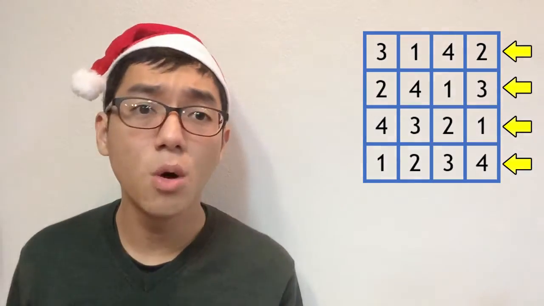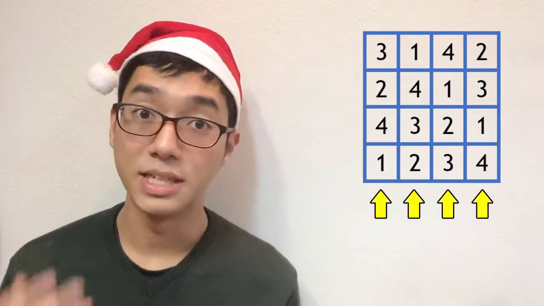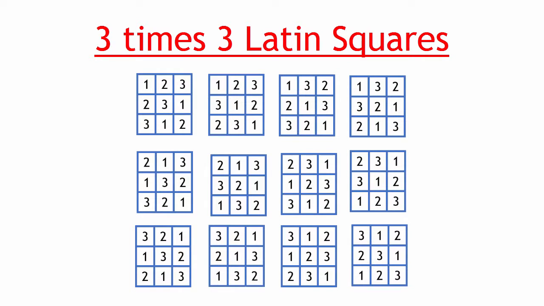As an example, here is a 4 times 4 Latin square. All the numbers in each of the rows don't repeat each other, and none of the numbers in each of the columns repeat each other. There's loads of variations of 4 times 4 Latin squares, but 3 times 3 Latin squares, there's only 12 of them, as you can see right here.